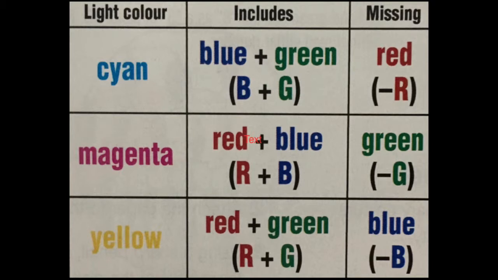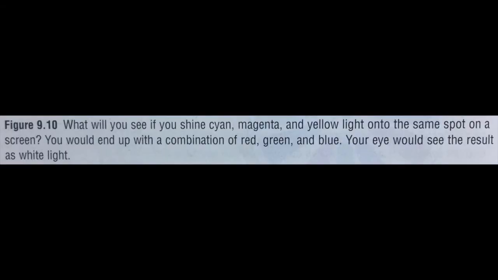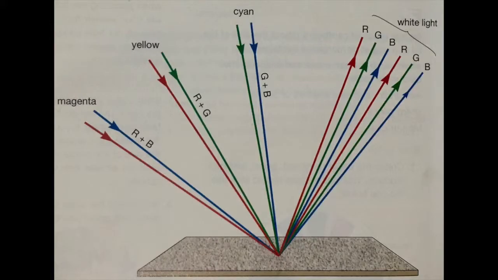See figure 9.10. What will you see if you shine cyan, magenta, and yellow onto the same spot on a screen? You would end up with a combination of red, green, and blue. Your eye would see the result as white light.